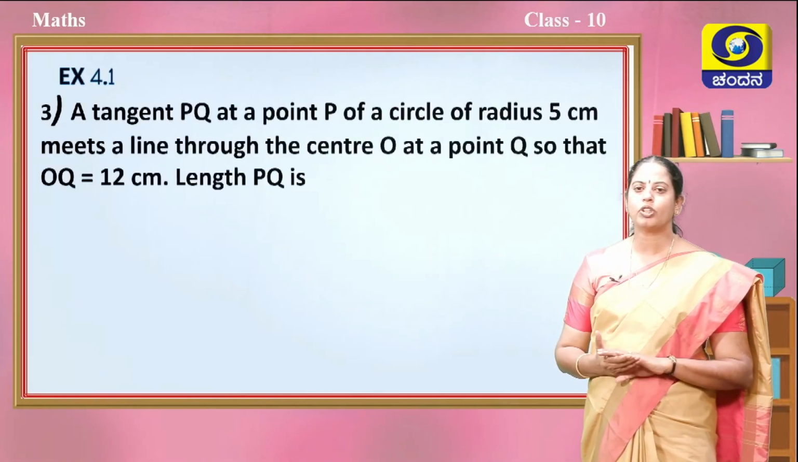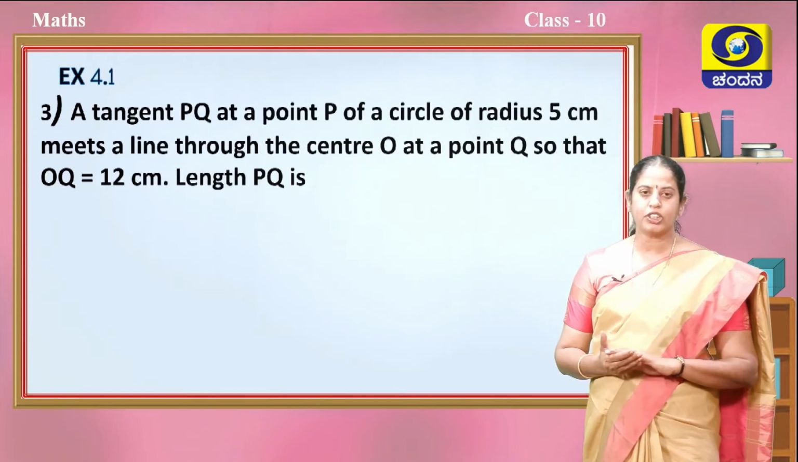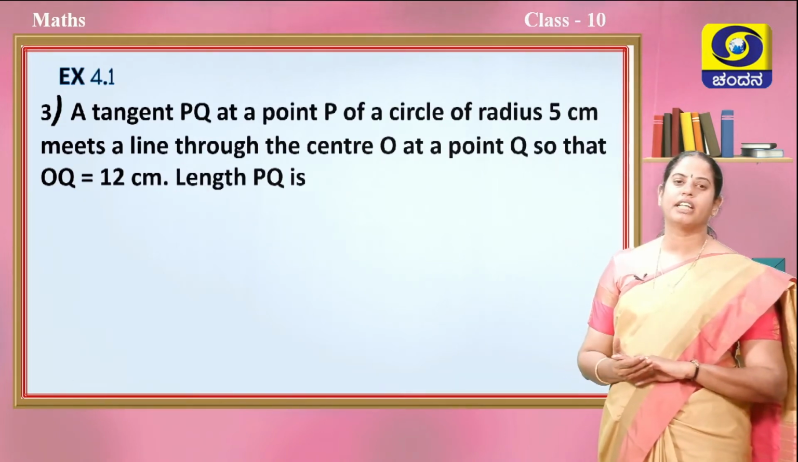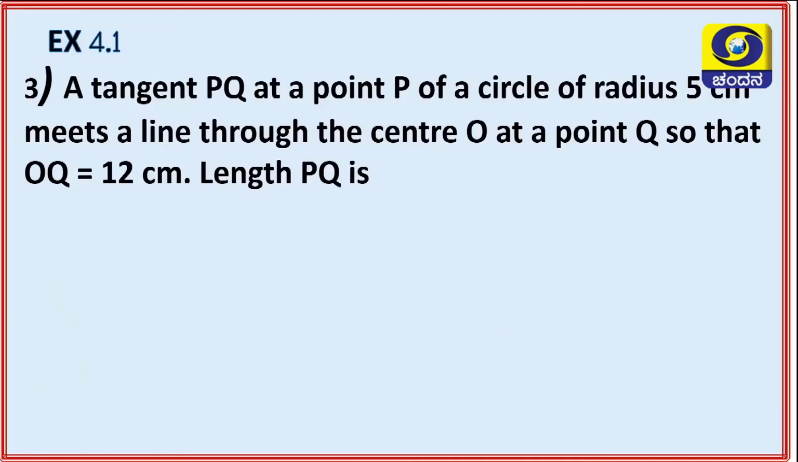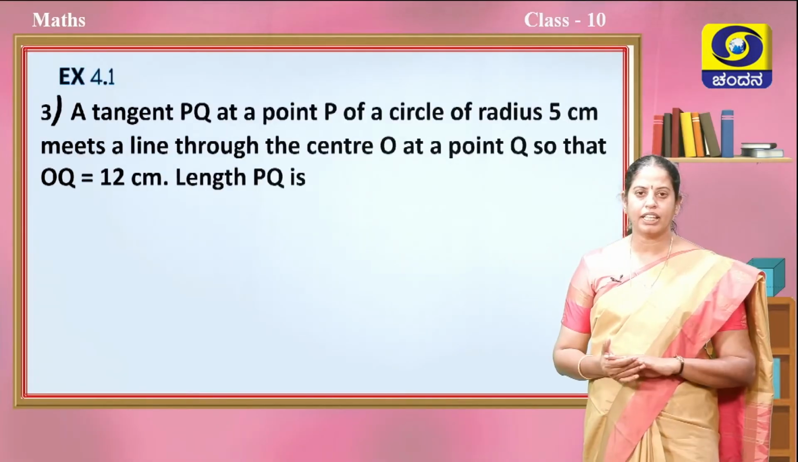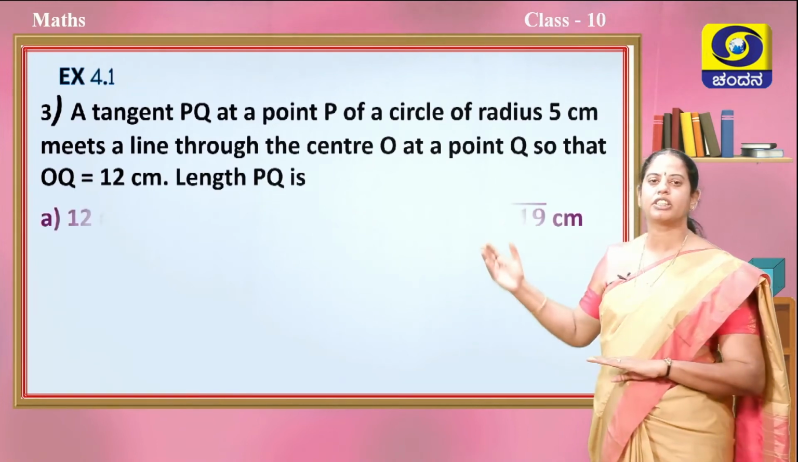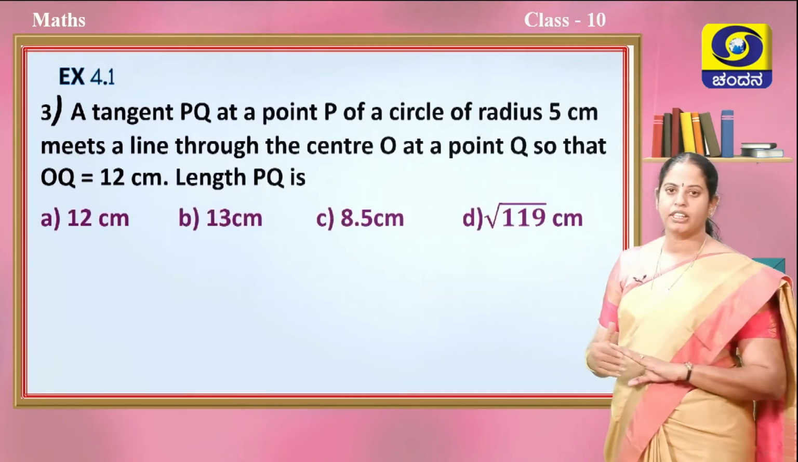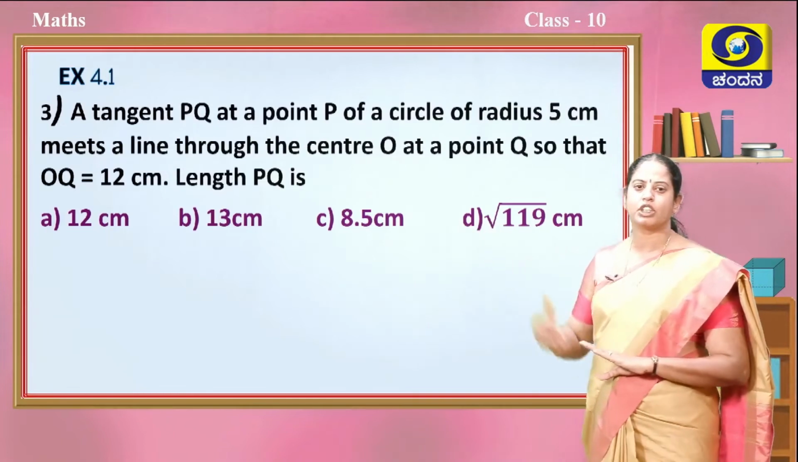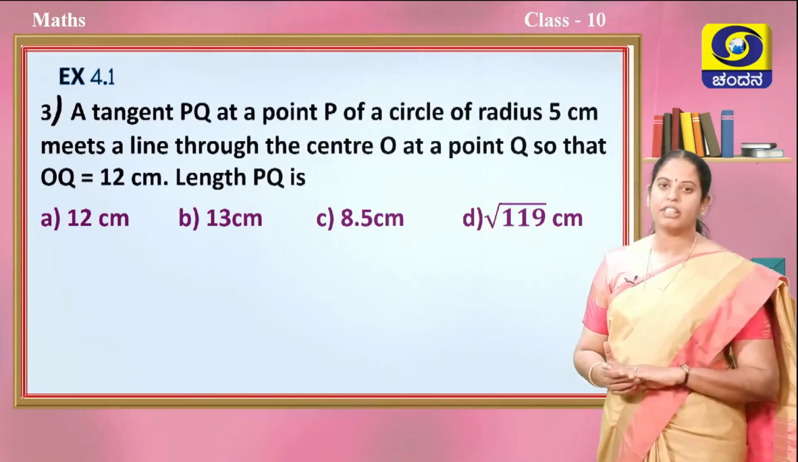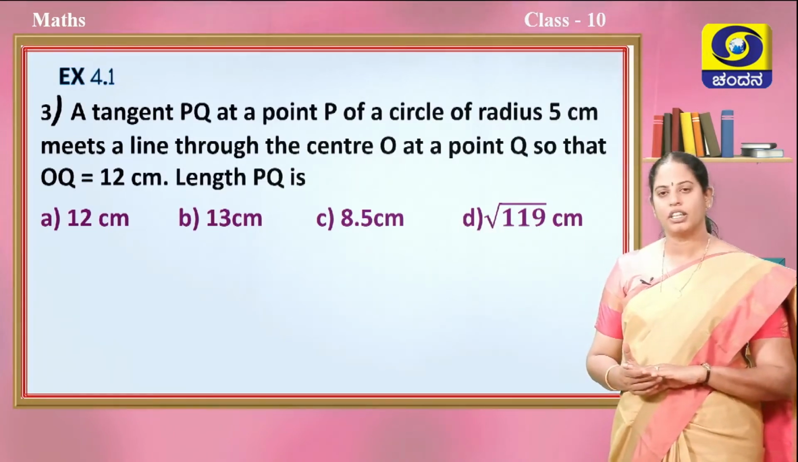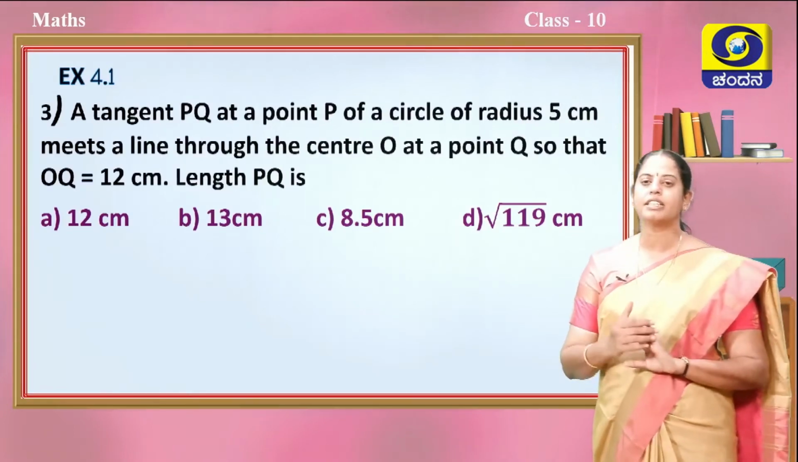And one more question, the third question in exercise 4.1. A tangent PQ at a point P of a circle of radius 5 centimeter meets a line through the center O at a point Q, so that OQ equals 12 centimeter. Length PQ is? Let us draw the figure for this one. The options they have given are: 12 centimeter, 13 centimeter, 8.5 centimeter and root 119 centimeter.